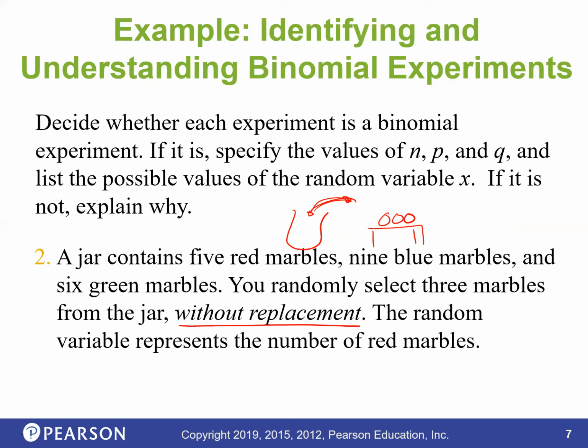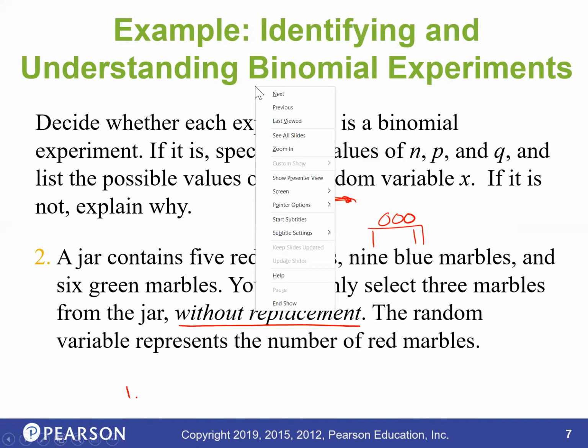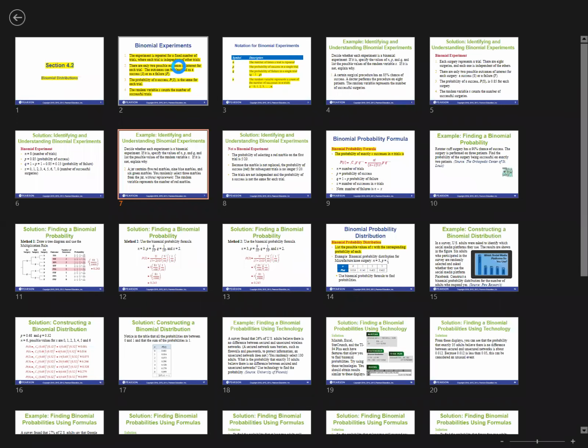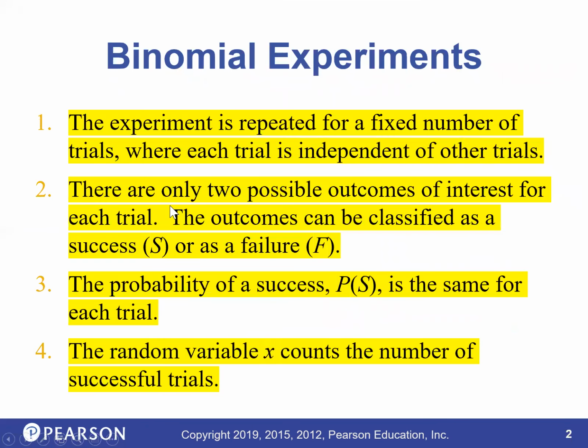And which criteria does it mess up on? So let's go back to our little list here. Number one criteria is the experiment is repeated for a fixed number of trials. Is that true? We're picking 3 times, right? So this is our definition right here. Is it a fixed number of trials? Yes, there are 3 trials, right? We're going to do 3 trials.